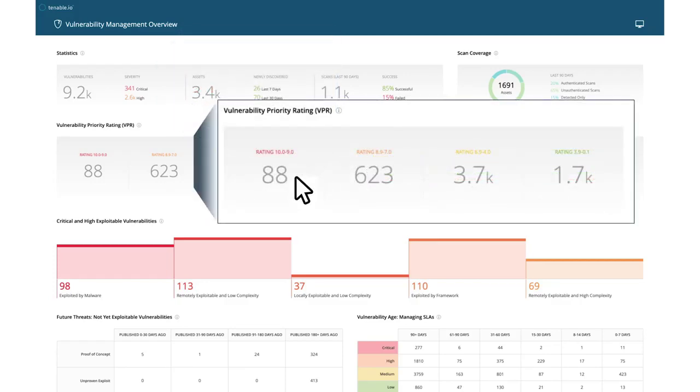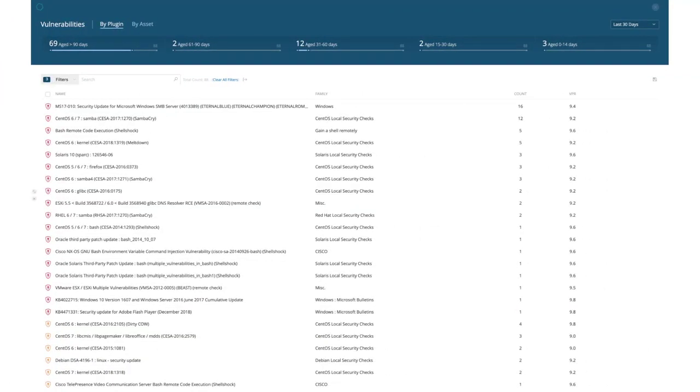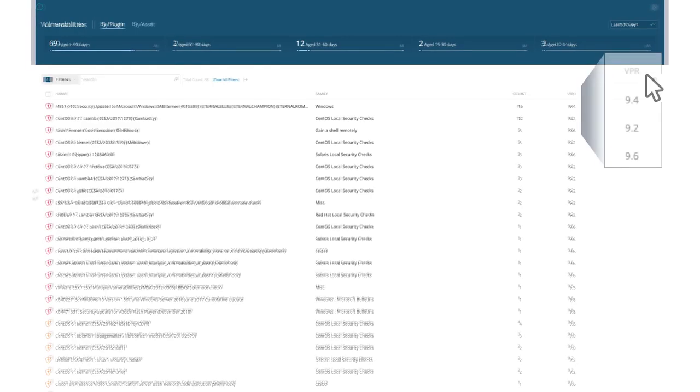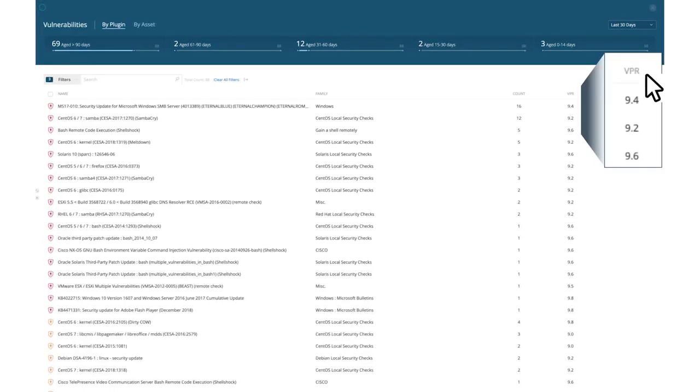Clicking on the VPR widget allows you to quickly investigate critical vulnerabilities. Here is a view of all critical vulnerabilities with a VPR score greater than 9.0. Sorting vulnerabilities by VPR score lets you prioritize based on actual cyber risk.